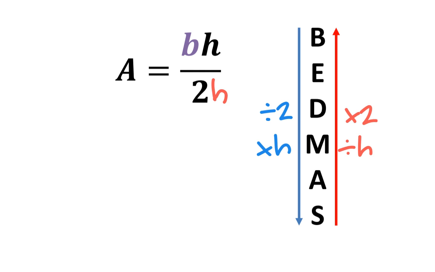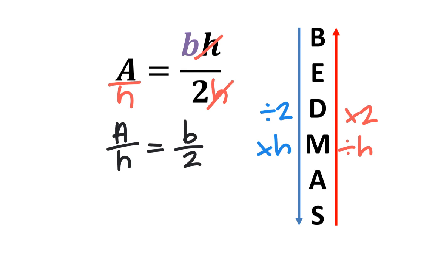Now, what you do to one side, you must do to the other side. Also, opposites cancel out because the opposite of multiplying by H is divide by H. So that's going to leave me with A over H on the left side, and the B over 2 remains unchanged.